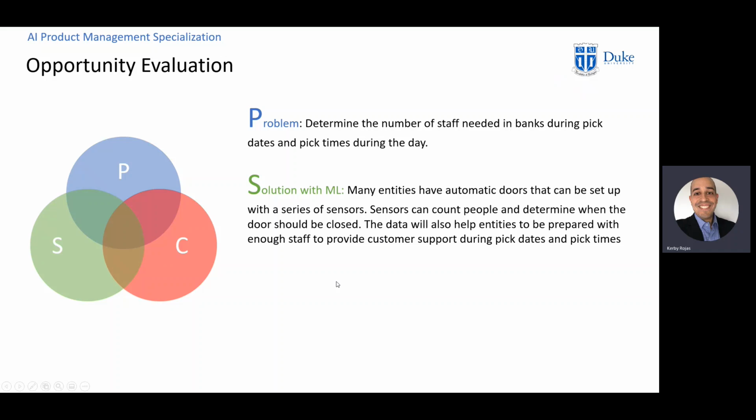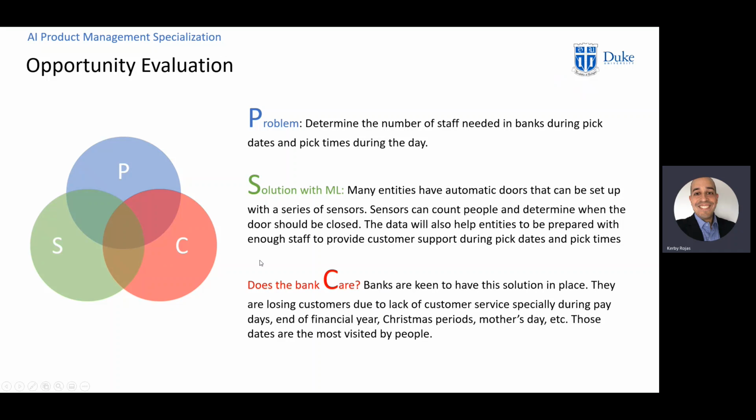The solution with machine learning: many entities have automatic doors that can be set up with a series of sensors. Sensors can count people and determine when the door should be closed. The data also helps entities prepare enough staff to provide customer support during peak days and peak times. Also, banks normally have historical data for the transactions they do per day, so that would be added to the automatic door solution.